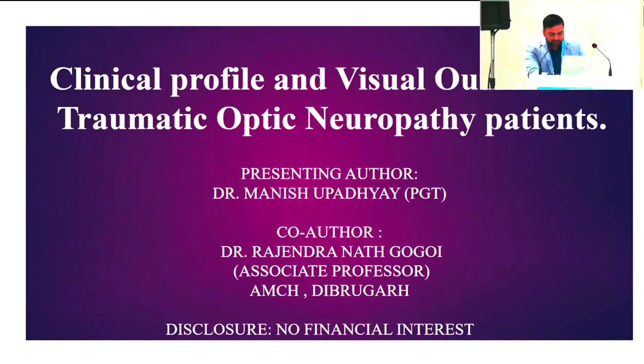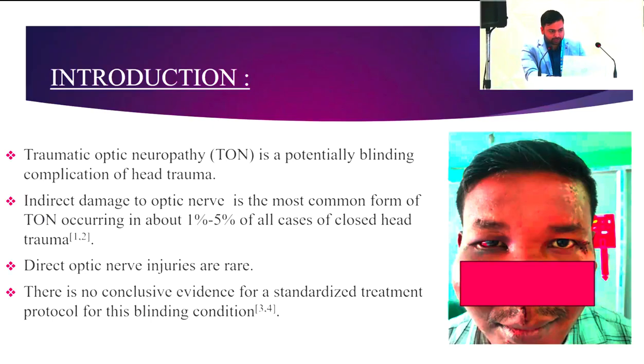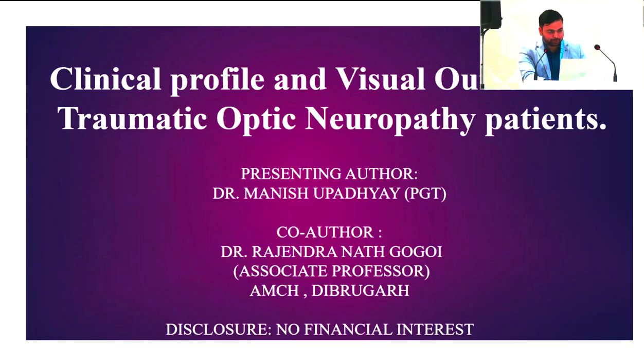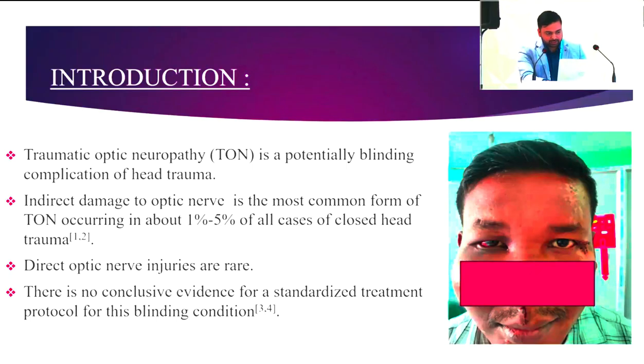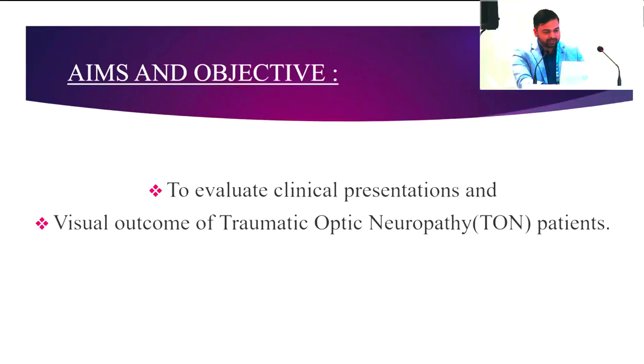The topic of my presentation is clinical profile and visual outcomes in patients with traumatic optic neuropathy. Coming to the introduction, TON is a potentially blinding complication of head trauma. Indirect damage to the optic nerve is the most common form of TON, occurring in about 1 to 5% of all cases of closed head trauma. Direct optic nerve injuries are rare, and there is no conclusive evidence for a standardized treatment protocol for this blinding condition.